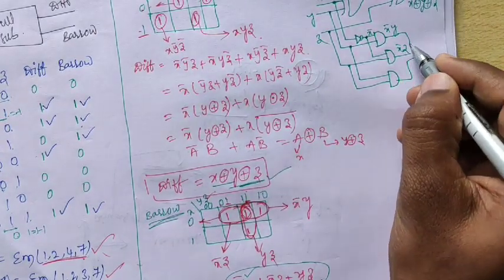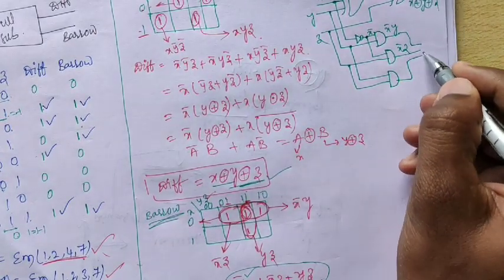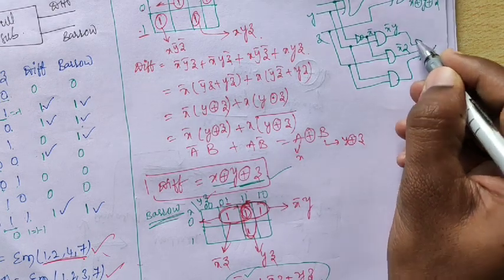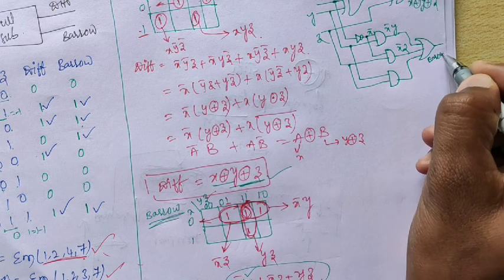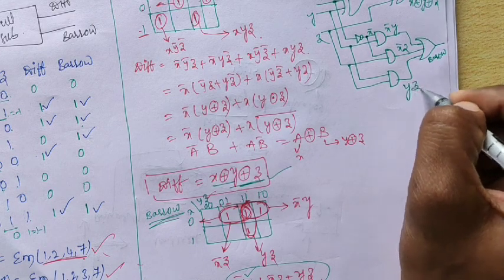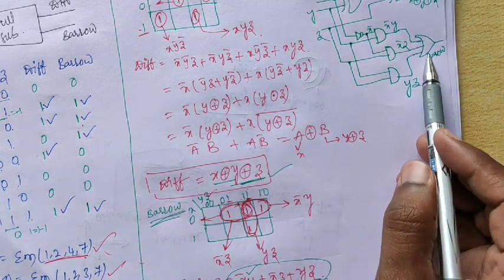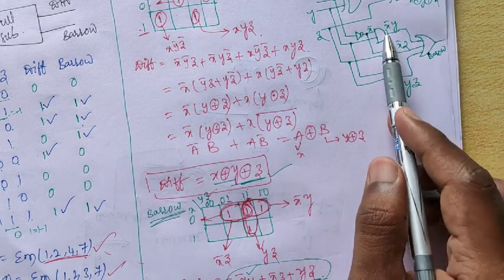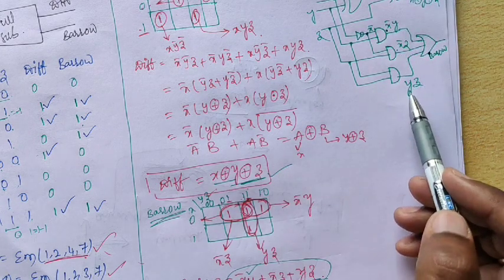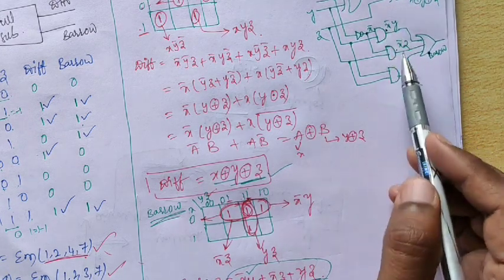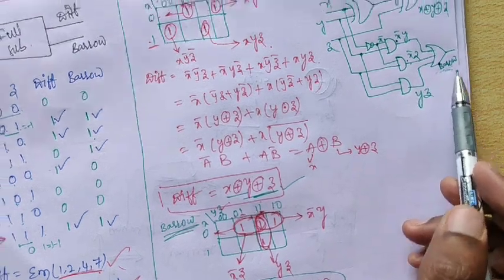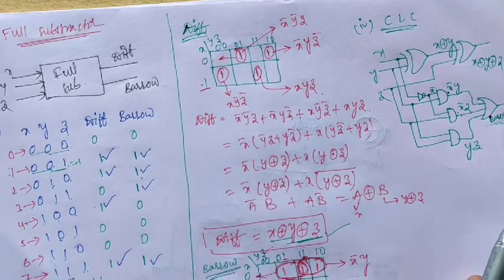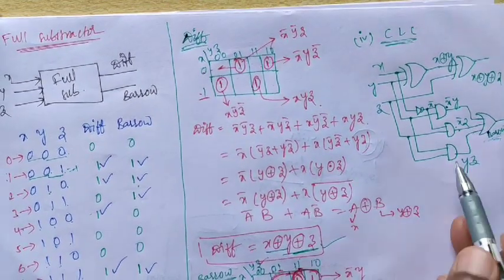Then we will get the borrow expression. This is the borrow. Here the output is yz. That means it's an OR logic. That OR logic is a combination of x bar y, x bar z, yz. That means x bar y plus x bar z plus yz, that is the borrow expression. So this is the combinational logic circuit diagram for the full subtractor.